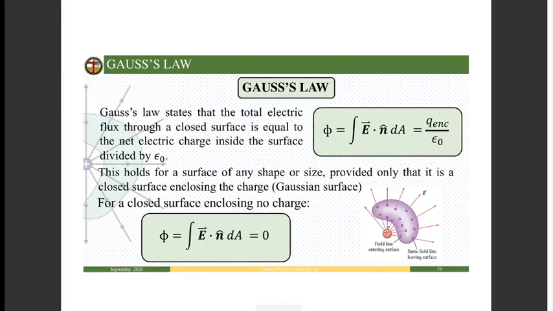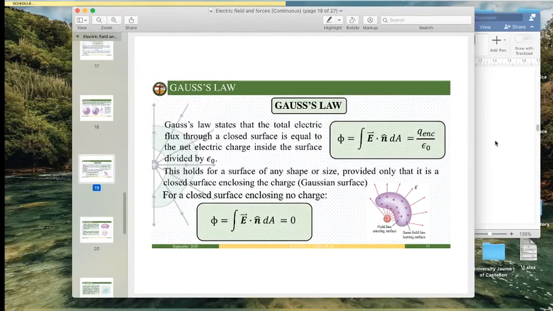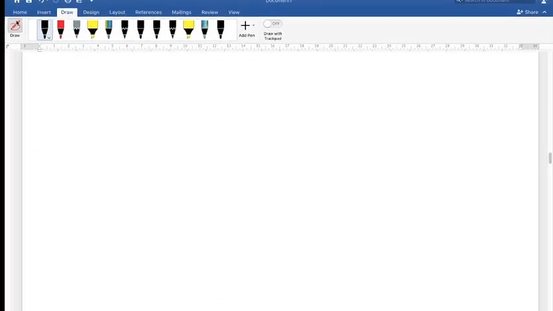Now how about for a charge that is outside our Gaussian surface? Suppose this is my Gaussian surface, okay? Then my charge is located here, but your closed surface has no charge inside. What will happen is the total electric flux inside this one is zero. Okay, so let me show you how. Suppose I will just put it here, so it looks like a bin. Okay, so this is your positive charge, and this is your electric field.